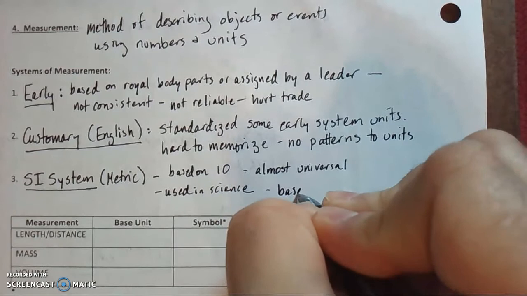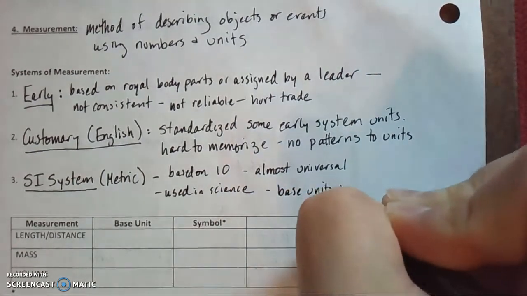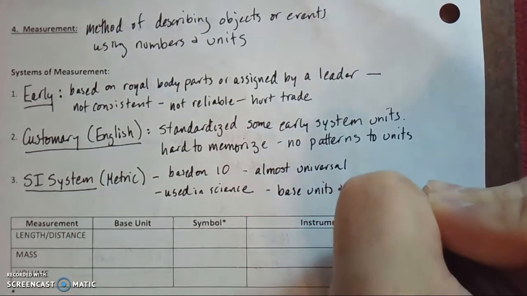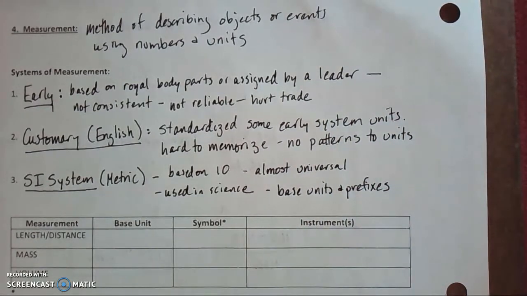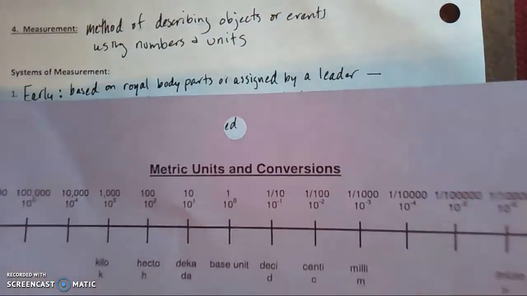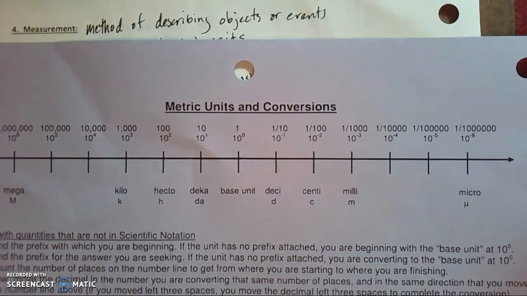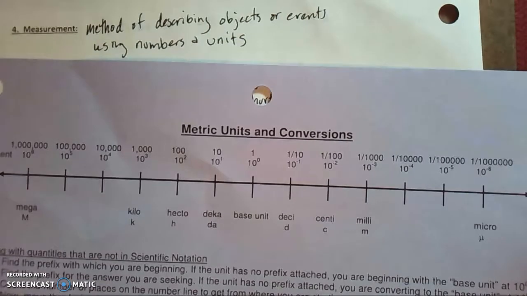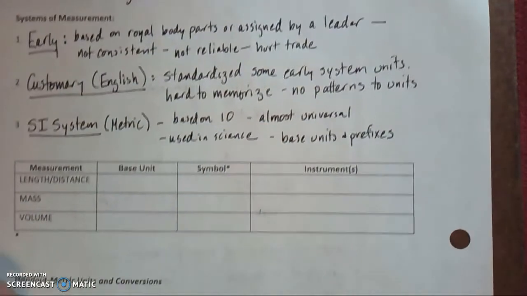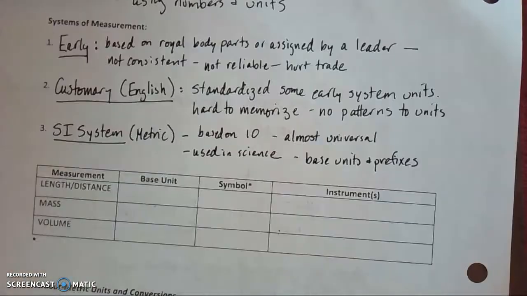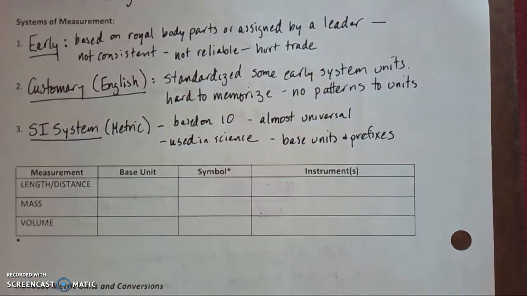And we have a system of base units and prefixes. You have a handout that's on purple towards the back of this packet, and it looks like this. We're going to learn how to use this, but this has base units and it has prefixes. We'll refer to this here in a couple minutes. So we're going to talk a little bit about these different measurements: the base unit, the symbol that's used, and the instrument. This is going to be for the metric system.